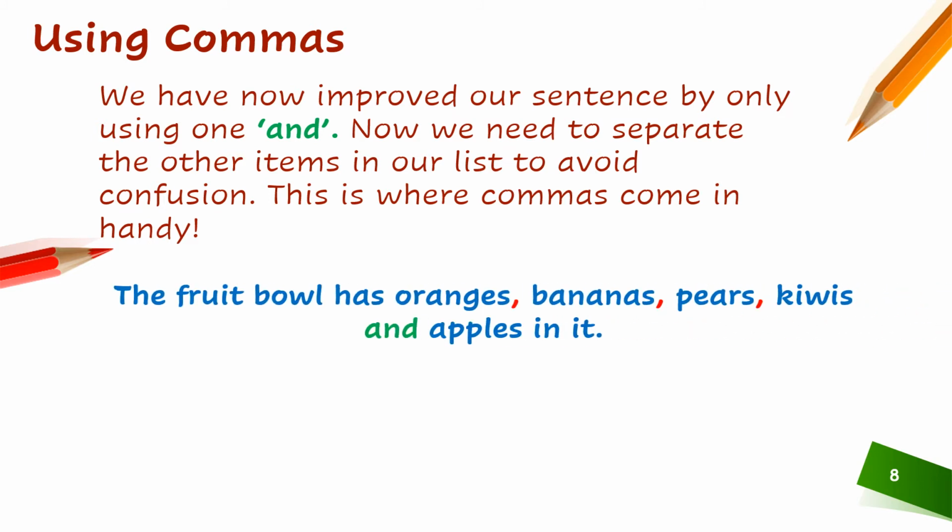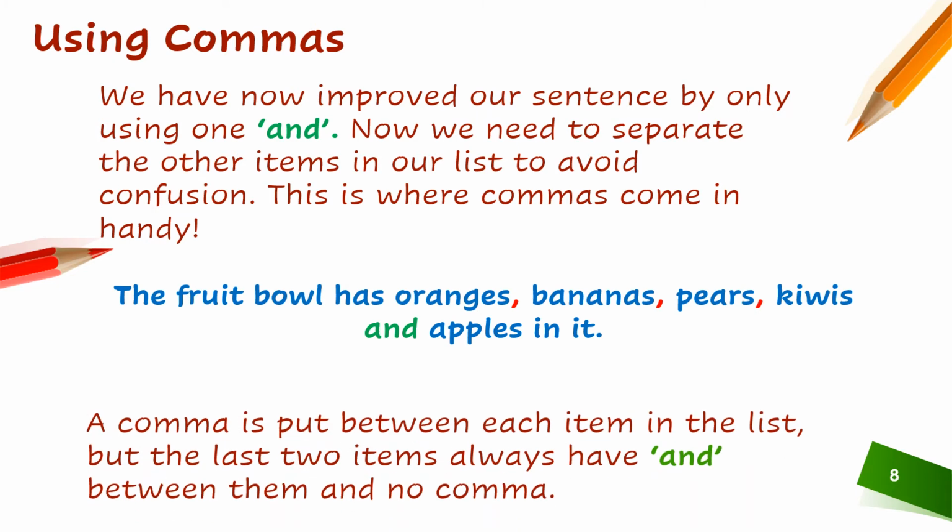Can you see where I've put the red commas in? This is where I'm going to take those short pauses. Let's listen to how the sentence sounds now. The fruit bowl has oranges, bananas, pears, kiwis, and apples in it. A comma is put between each item in the list, but the last two items always have and between them and no comma.